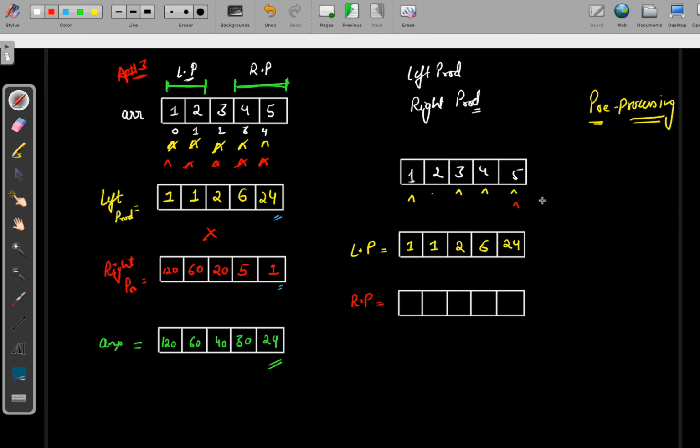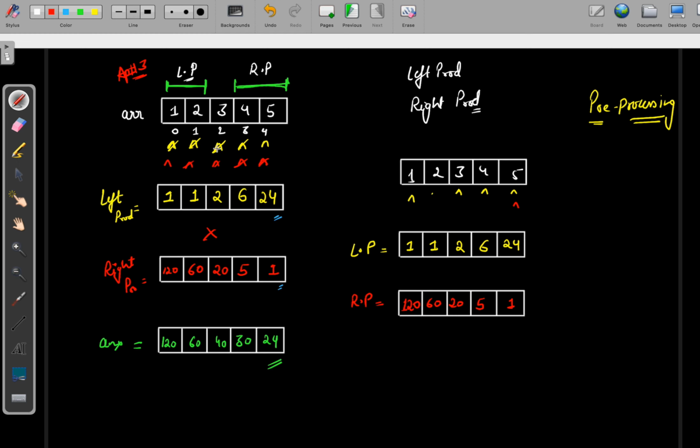here, so for 5, there is nothing on the right side, so I will say simply 1. Now 1 into 5, that will be 5. Now 5 into 4, that will be 20. 20 into 3, 60. 60 into 2, 120. This is how you need to calculate a right and left product.